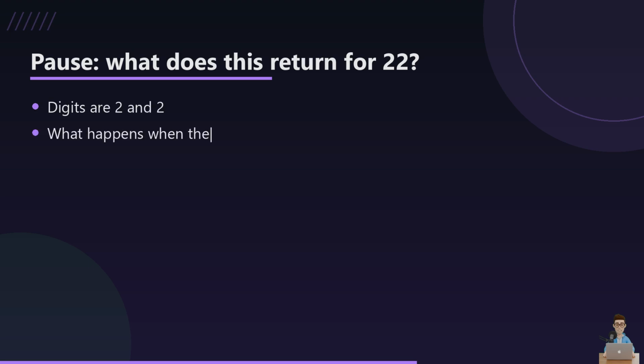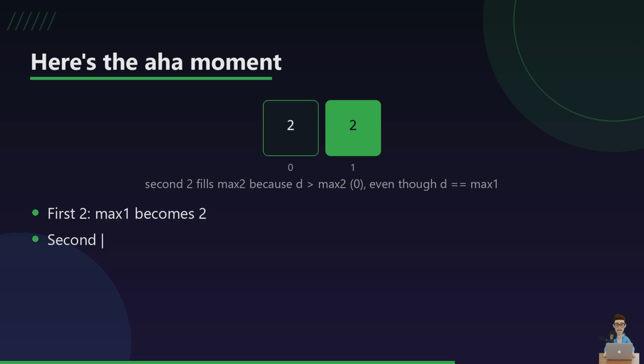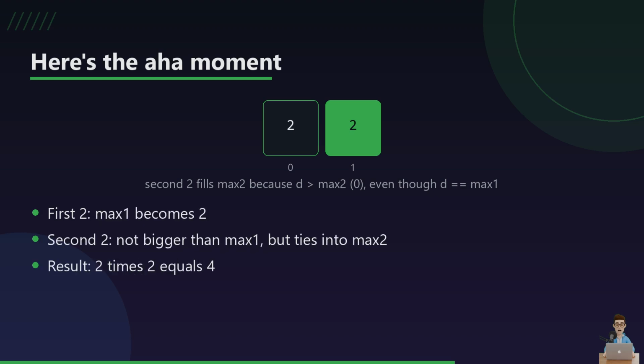Quick pause before I show you. N is 22, so the digits are 2 and 2. What do max1 and max2 end up holding? And what's the final product? The first 2 becomes max1. The second 2 isn't strictly bigger than max1, but it is bigger than max2, which is still 0, so it slides into max2. That's why repeated digits still work, and that's the whole reason this handles the 22 case correctly.